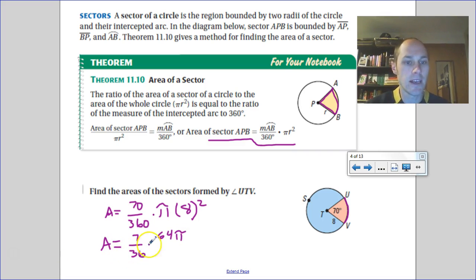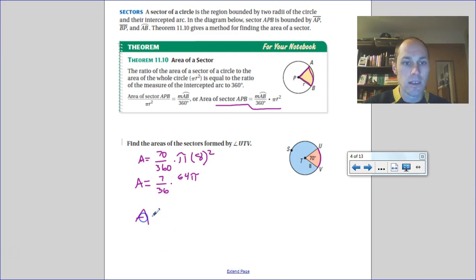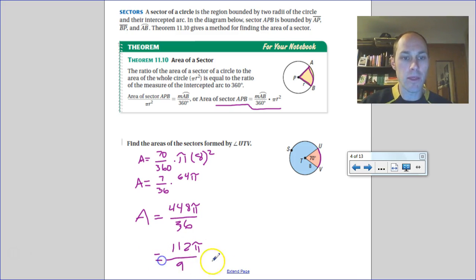Now we can simplify that down, so I can divide, let's see, can I divide 64 by 6? No. So 64 times 7 gives me 448. So 448 pi out of 36. And see if we can divide 448 by 36. It doesn't divide evenly, but we can divide them both by 4. 448 divided by 4 gives us 112 pi over 9.